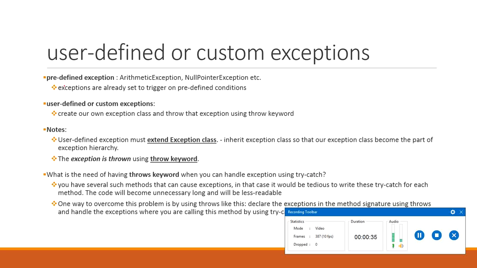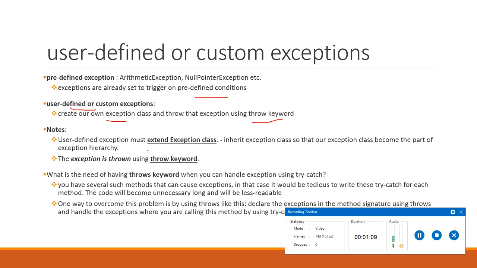In the last lecture we talked about predefined exceptions, which are arithmetic exception, null pointer exception, and array index out of bound exception, which are defined in exception handling with Java. So these exceptions are already there, and they are set to trigger on predefined conditions. Next, we can create our own user-defined exceptions, or what we call custom exceptions. So we can create our own exception class and throw the exception using the throw keyword.